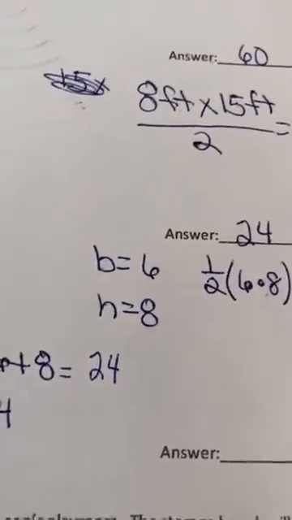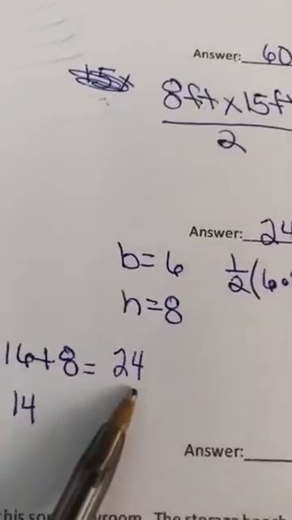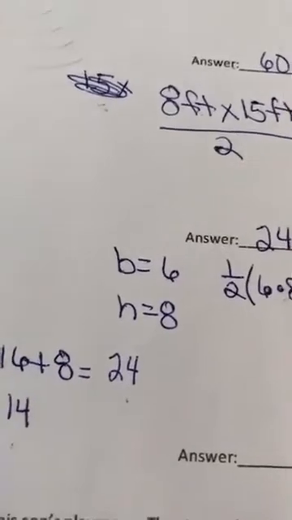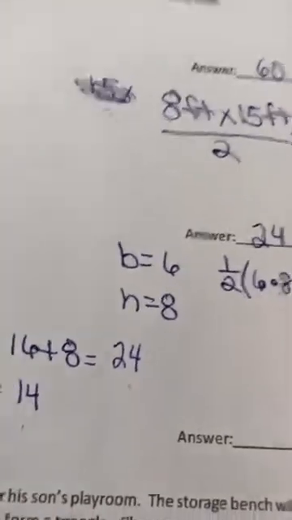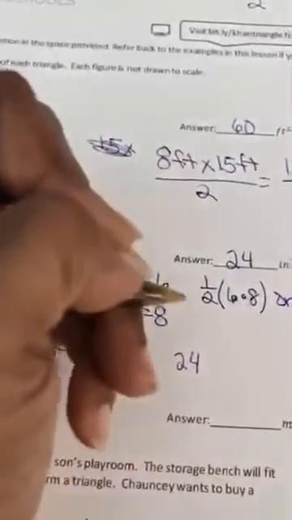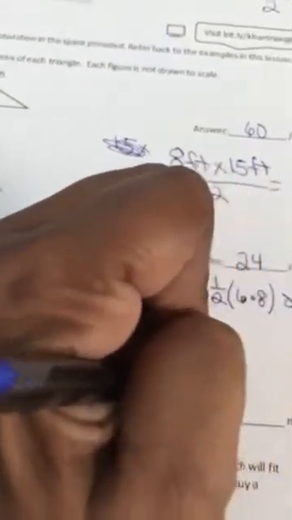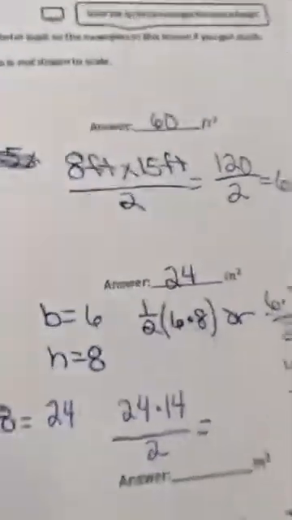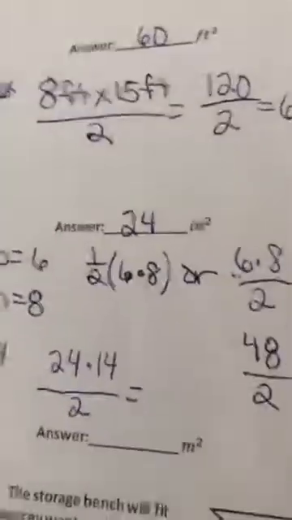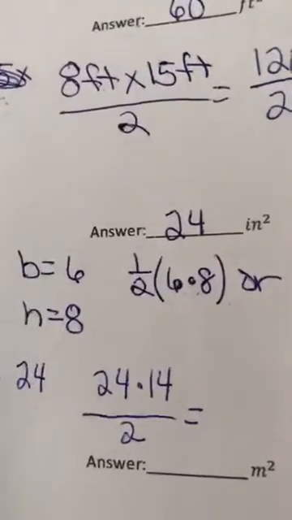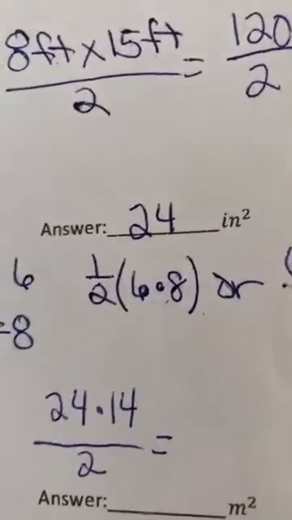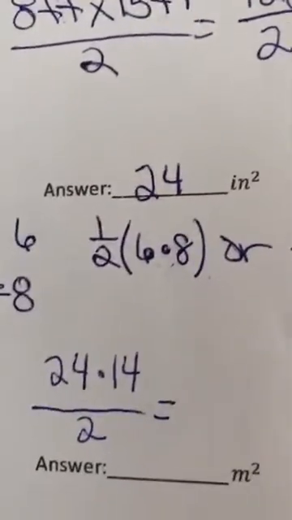So now I have my base times height divided by 2. All right? And so we have 24 times 14 divided by 2 equals. All right. Does anybody have their calculator out and they can do this? I mean, we could do it by hand, but in the interest of time, does anyone have their calculator out and they could do this one for us? Anybody?